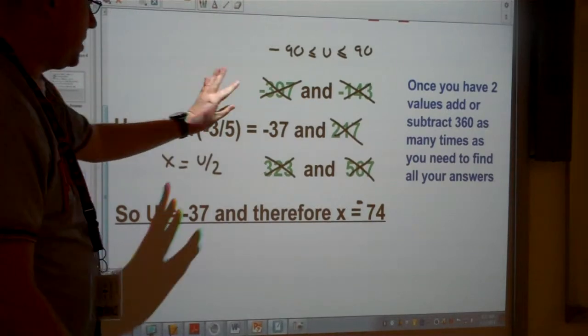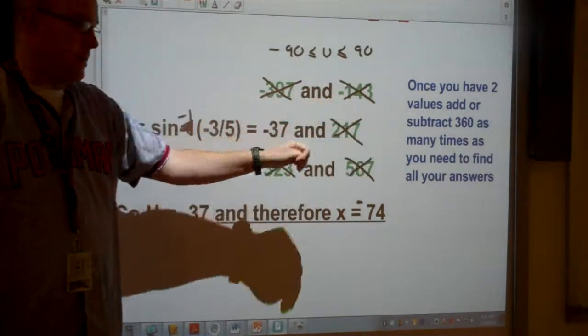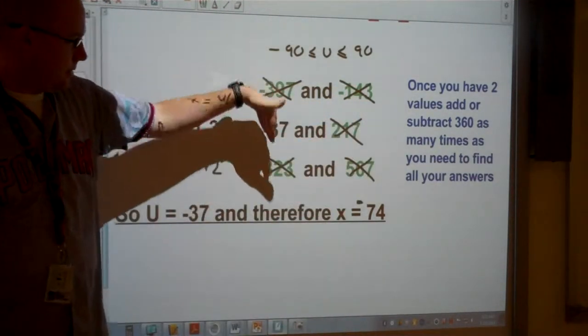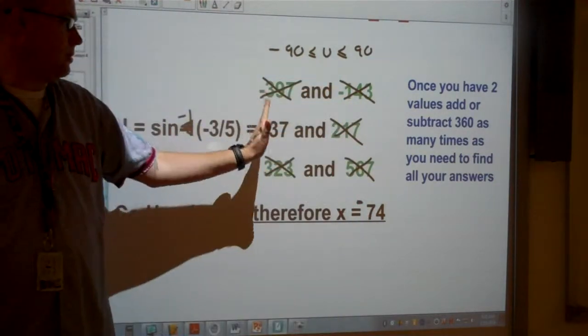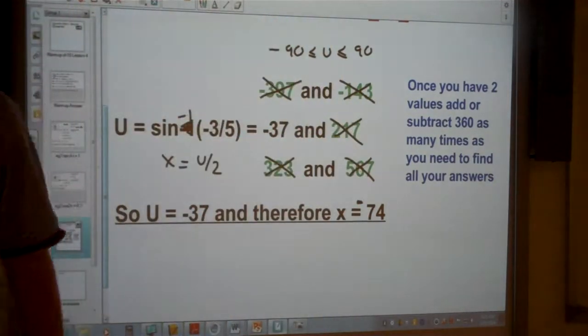Whether it's sine, cosine or tangent, we can still apply those same methods, but get used to that idea of finding your principal value, finding the second value, setting it up in columns, and then adding on 360s to find all your additional answers, or subtracting 360 to find your other answers as well.